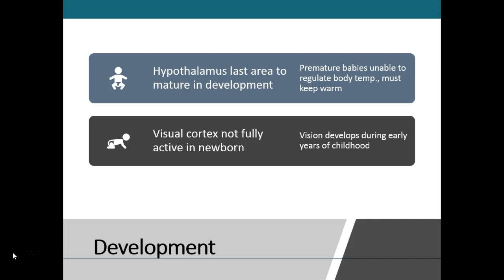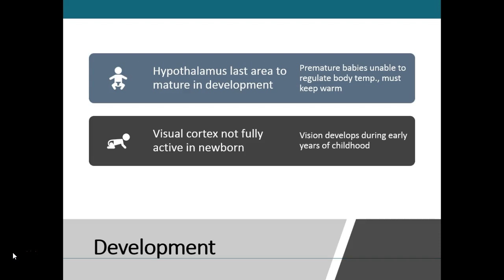Because premature infants have not had time in the uterus for the hypothalamus to fully develop, it's vitally important that those premature babies keep a constant maintenance of temperature externally. So we have to keep them wrapped in blankets even though the weather outside may be warm. They do have less ability to maintain their own body temperature.